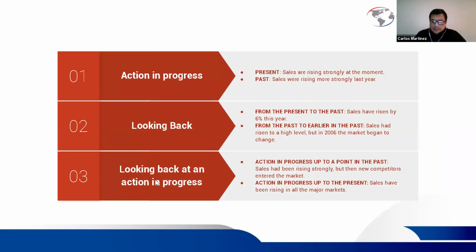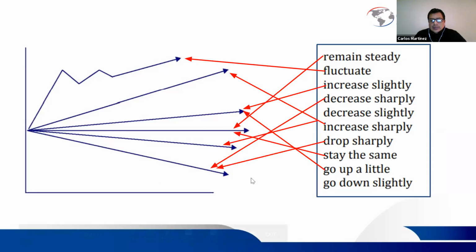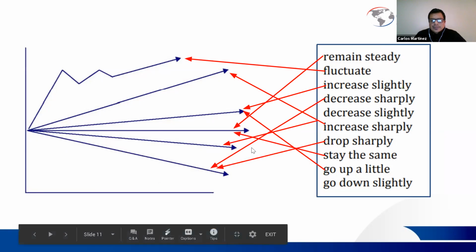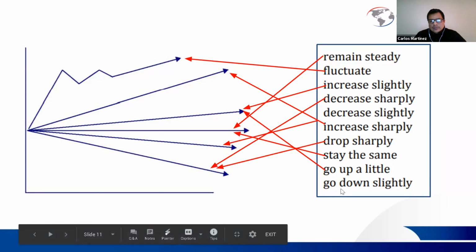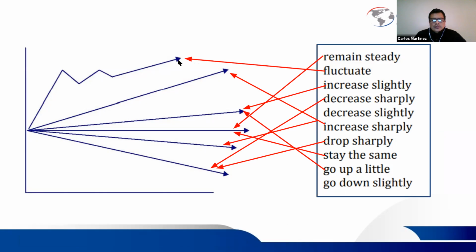And let me go back. And go down slightly is this one here where it says decrease slightly. The arrow was missing here. So decrease slightly is also go down slightly. Okay, so we have the different expressions.